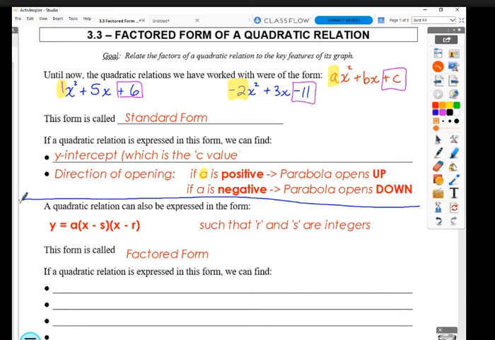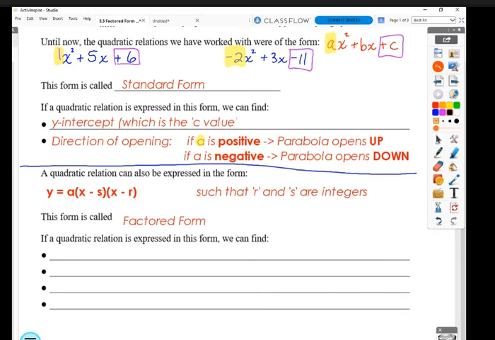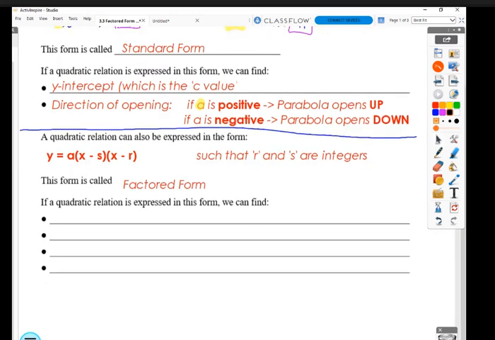The reason we would ever want factored form is because it tells us great information, arguably more than standard form. Firstly, we also know the direction of opening from a quadratic in factored form because it's got that a value right here. The a value here and the a value in standard form really are the same thing.